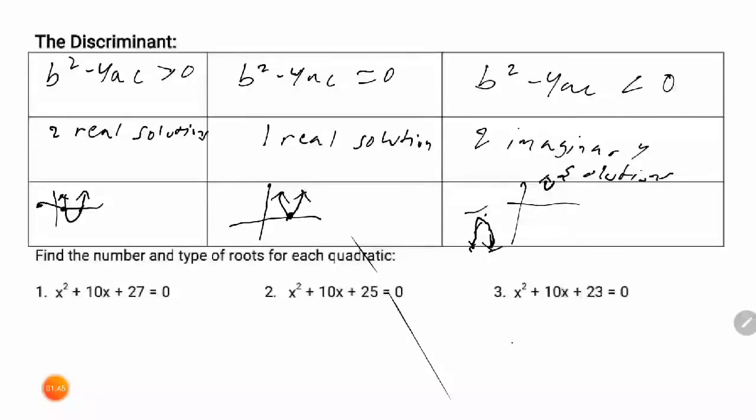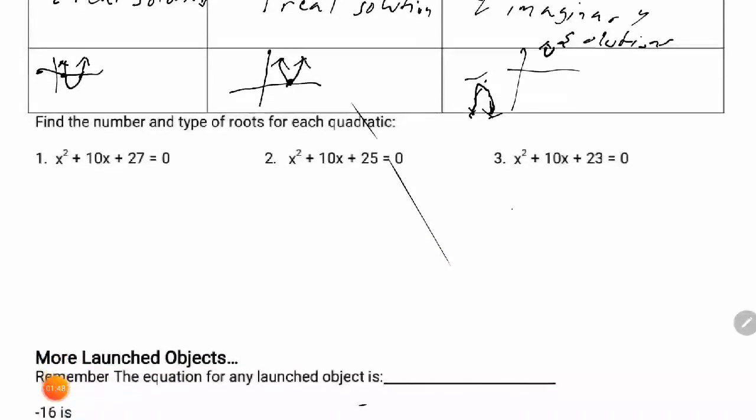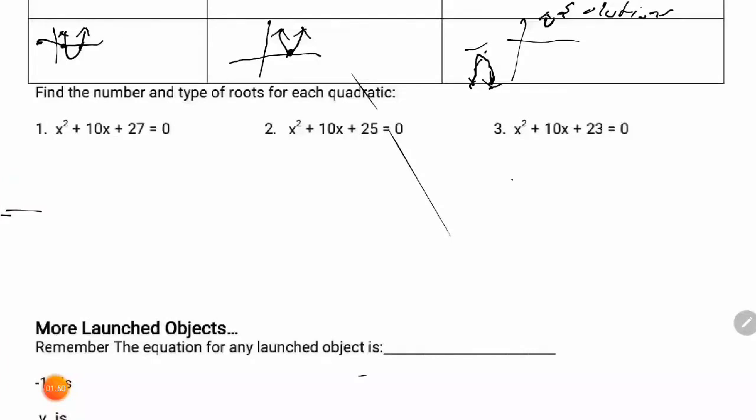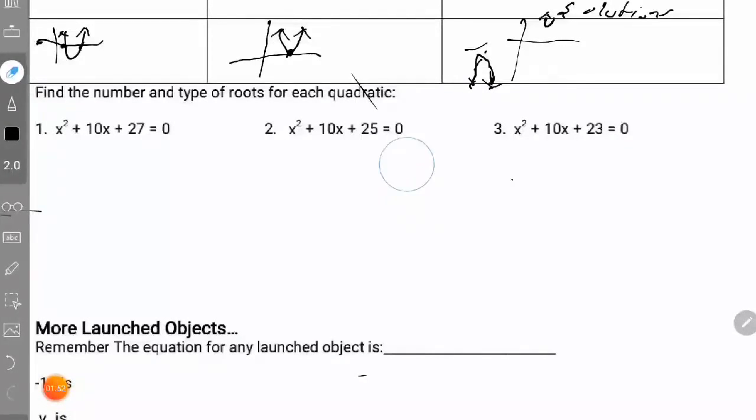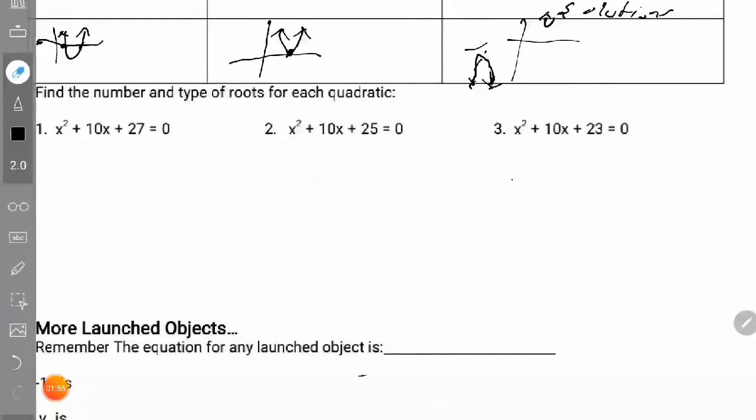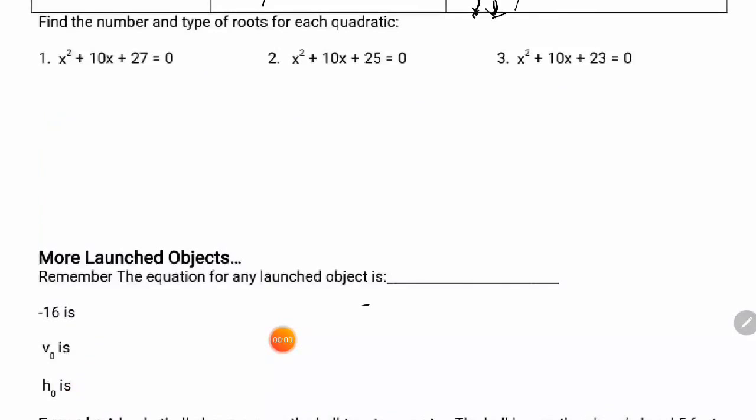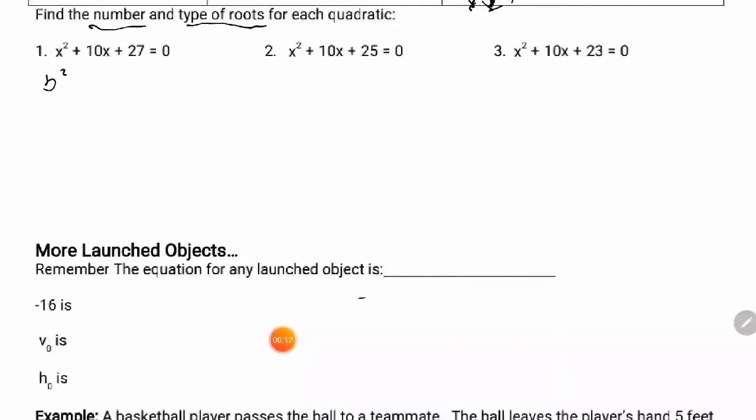But let's do some example problems. So for these example problems, all we have to do is find the number and type of roots for each quadratic. So we don't need to use the full quadratic formula. We're just using the discriminant, also known as b squared minus 4ac. So a, b, and c are still the same. A is in front of the x squared, b is in front of x, and c is c.